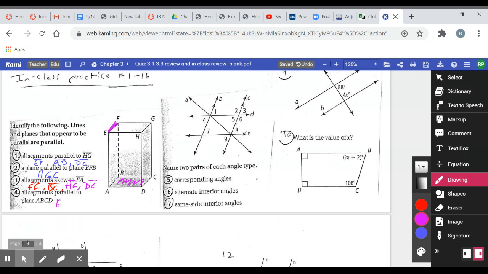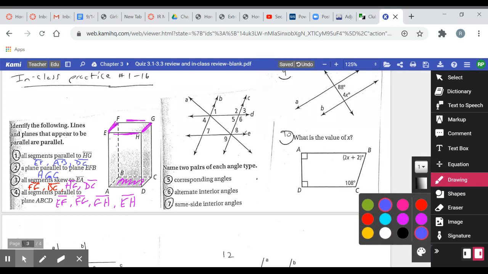EF would work. FG would work. GH would work. And EH would work. Okay, so that's number 4.